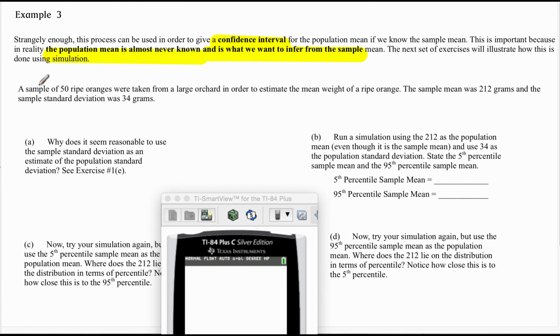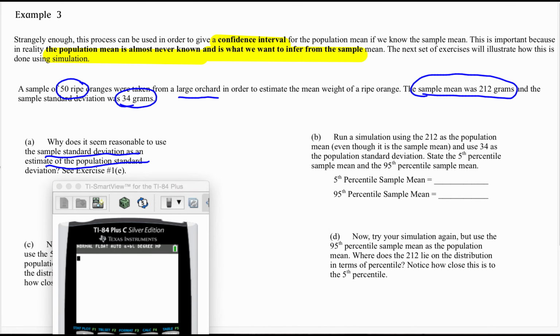So here it is. We're going to use an orchard. We went out to this orchard and we grabbed 50 ripe oranges. It's a very large orchard, so this is our sample. We took all the 50 oranges, weighed them, and we said the average weight was 212 grams, and the standard deviation was 34 grams. Okay, so does it seem reasonable to use this sample standard deviation as an estimate of the population? Sure, we saw that standard deviation is never really that far off. So now, here's the thing. So there's a bell curve.